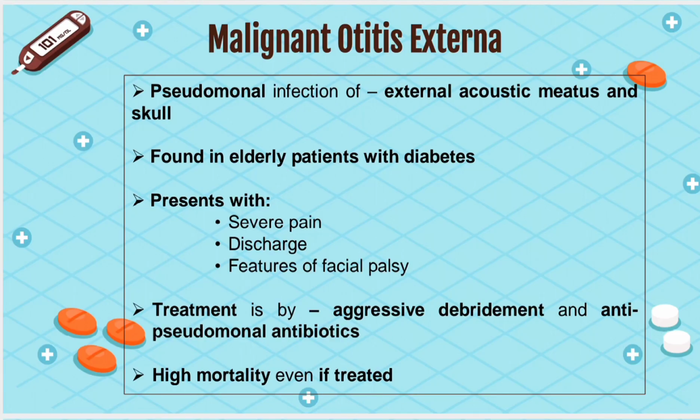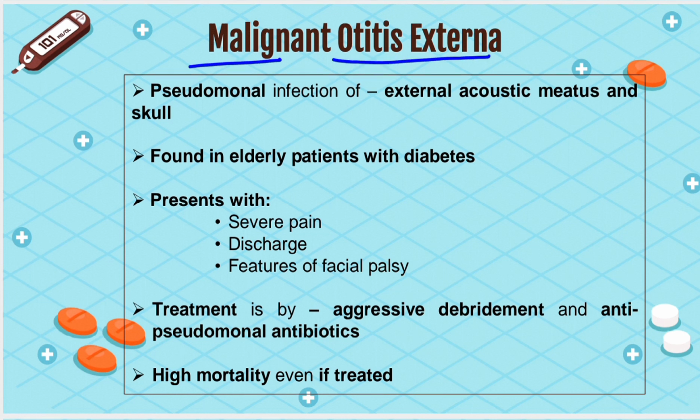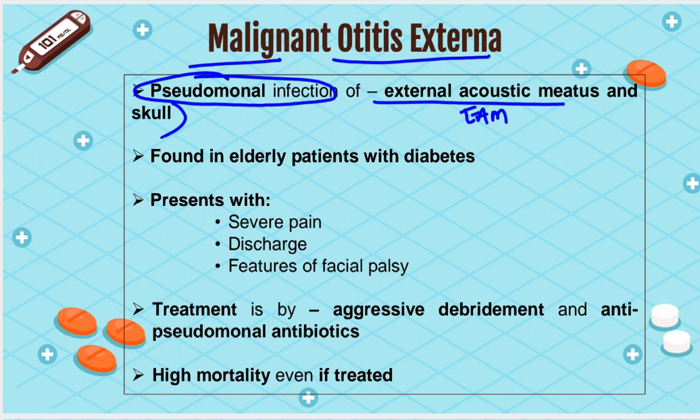Now let's discuss malignant otitis externa. This malignant otitis externa is the infection of the external acoustic meatus, that is the external ear, as well as the skull, and the infection usually consists of pseudomonal infection of this part. Malignant otitis externa is usually common in elderly patients having diabetes.